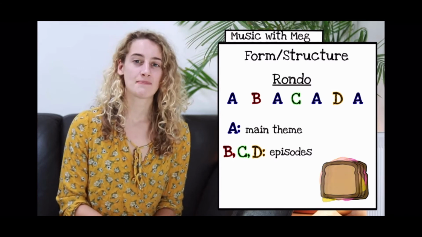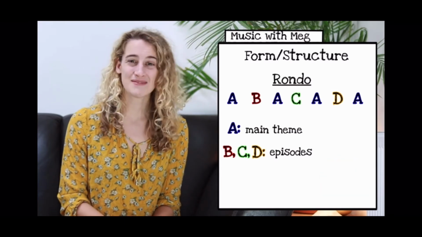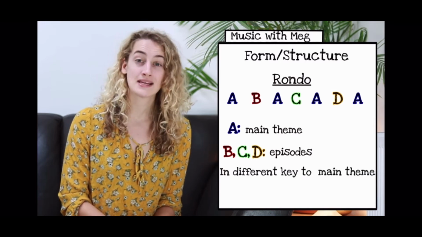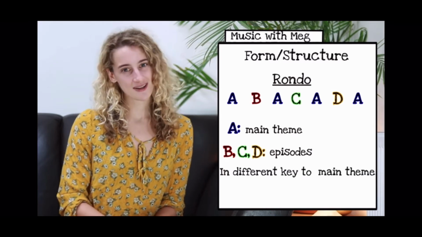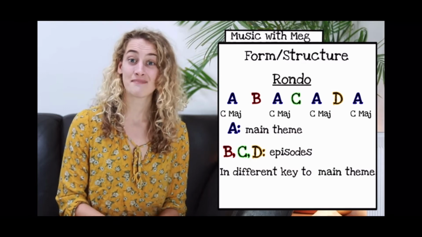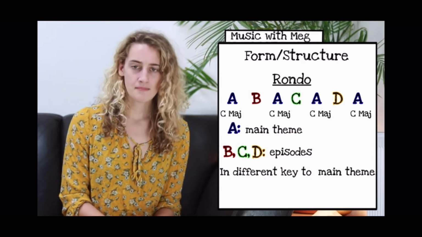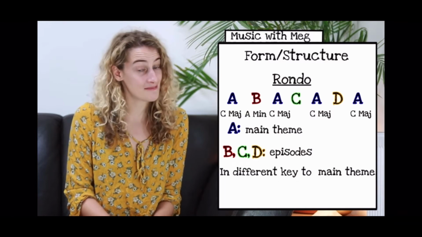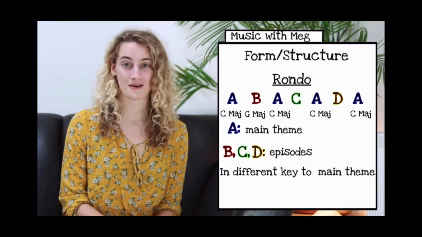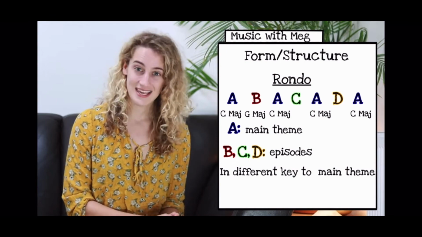Now all of the different episodes in rondo form tend to be in a different key to the main key. So if section A, the theme, is in C major, then section B might be in the relative minor, A minor, or it could be in G major, and then we go back to the main key for A again. Let's hear an example of a rondo. I'm going to play for you my rondo song. Now the theme comes up again and again, so if you want, you can sing along with me. Are you ready? Here we go.